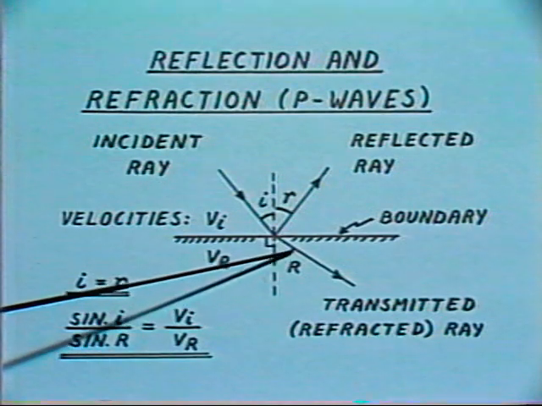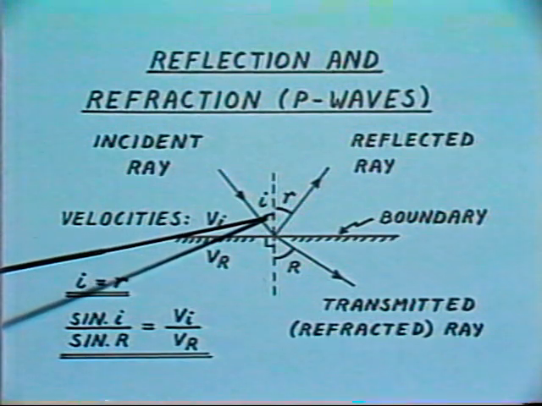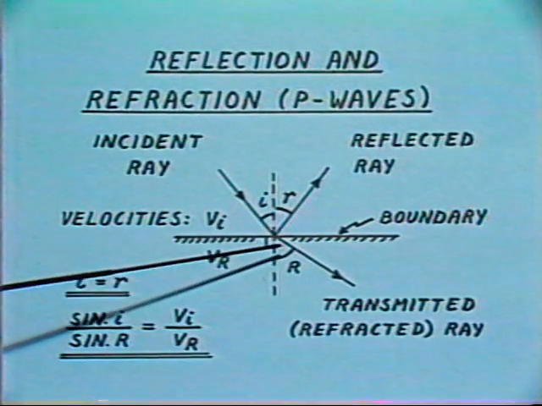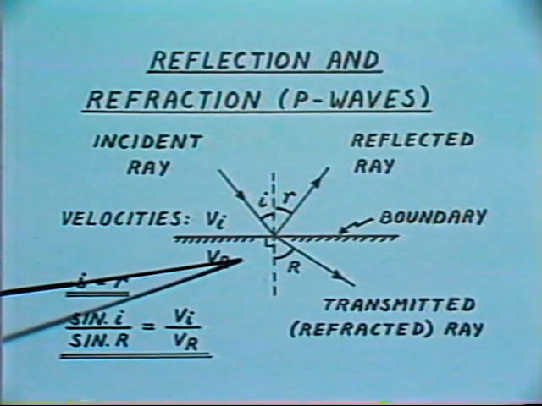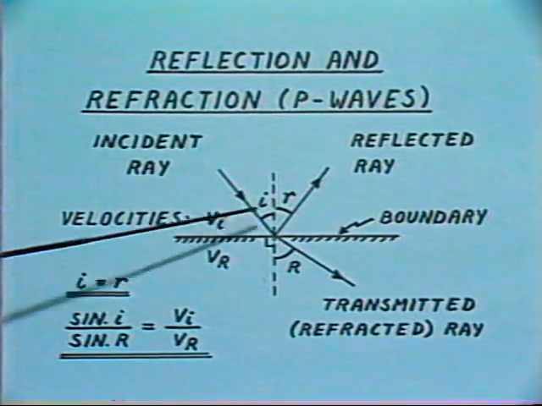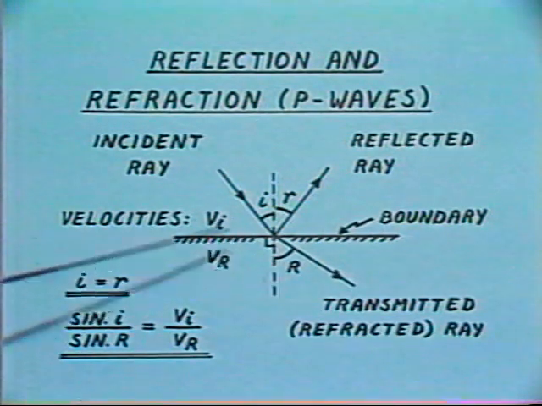that this angle, the angle of refraction, is not equal to the angle of incidence. And for a situation where this velocity is faster than this velocity, the ray would actually be bent away from the perpendicular in this manner.